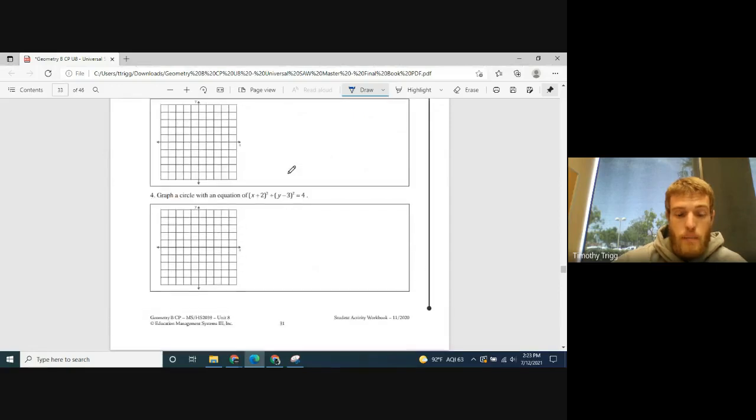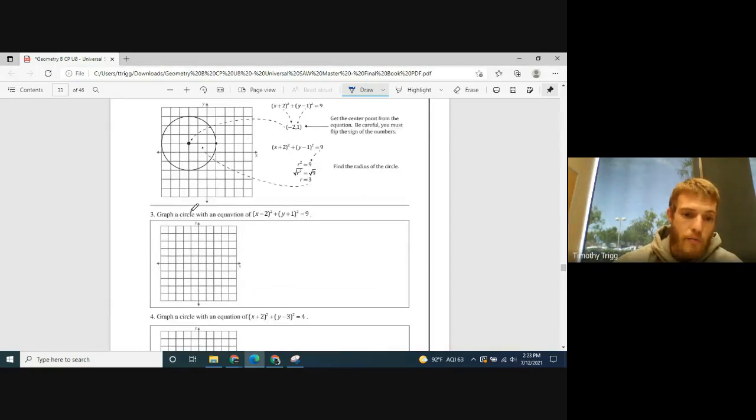Once you're done with that, let's go on to page 31. Here we want to graph a circle, and they give us the equation: x minus 2 squared plus y plus 1 squared equals 9. We know from our standard form of a circle equation, it's x minus h squared plus y minus k squared equals r squared. In this one's case, it says x minus 2, so that means my h is 2.